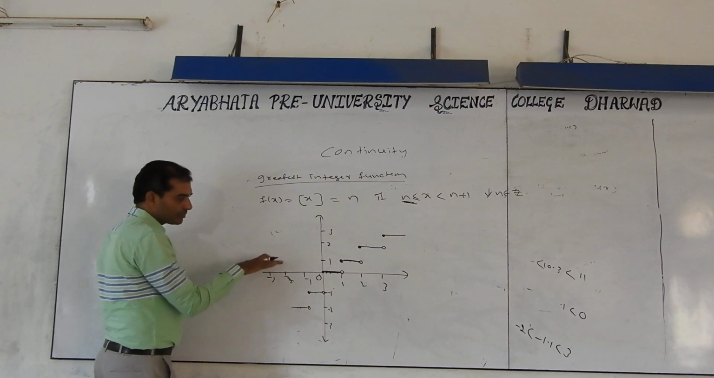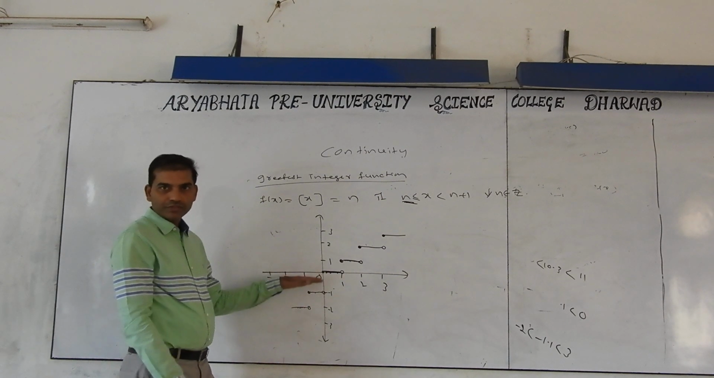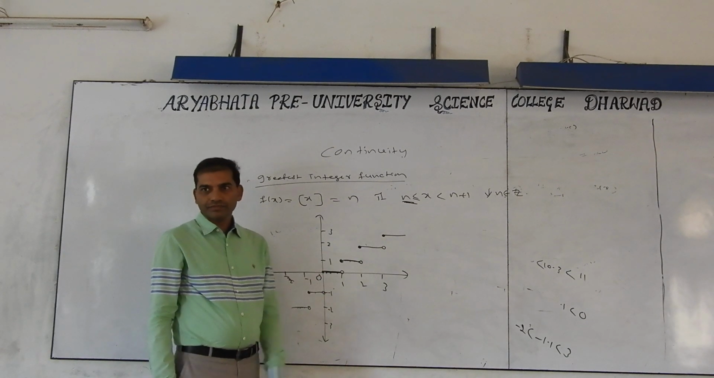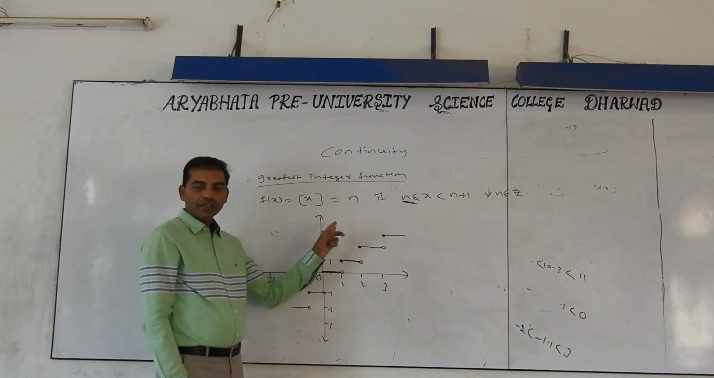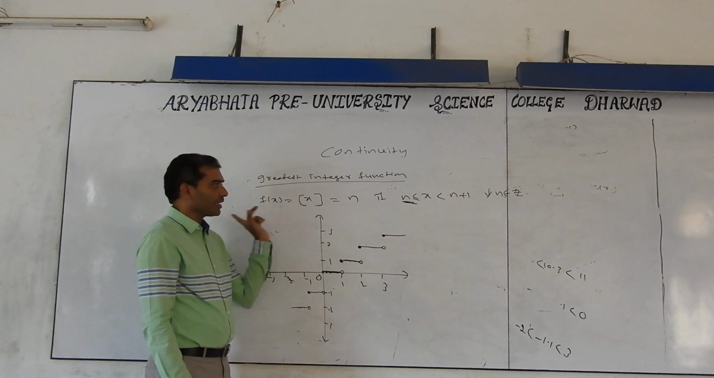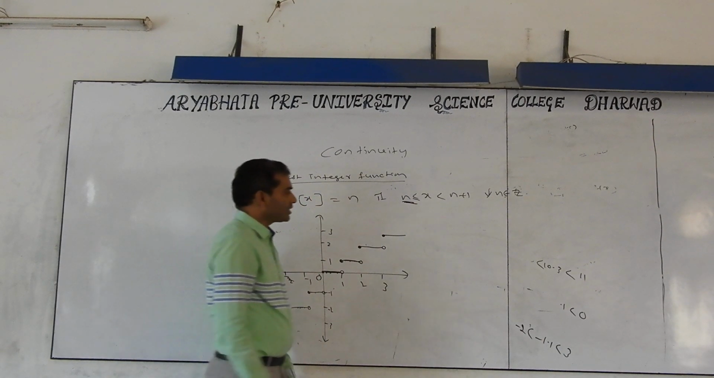So the graph should look like stepwise. That's why it's called step function. So it's called greatest integer function and step function. Both are the same. Okay. Now limit.